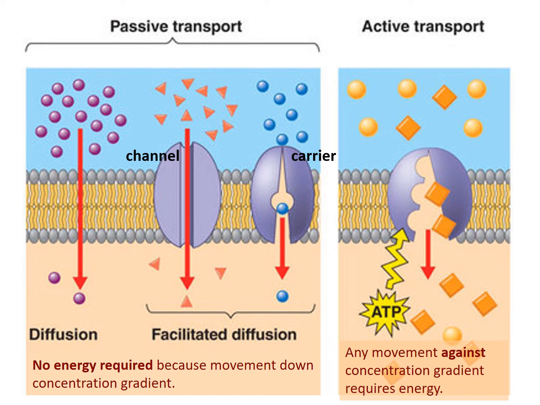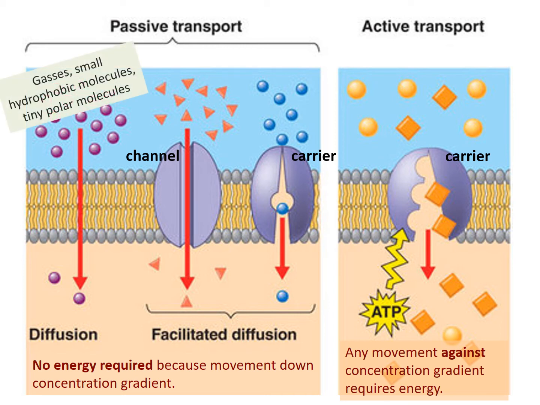And then, do you know what type of transport protein performs active transport? Yes, you do. It's a carrier protein. The last thing I want to highlight on this image are all of the things over here that are simply diffusing across the plasma membrane without the aid of a transport protein. This is called simple diffusion.